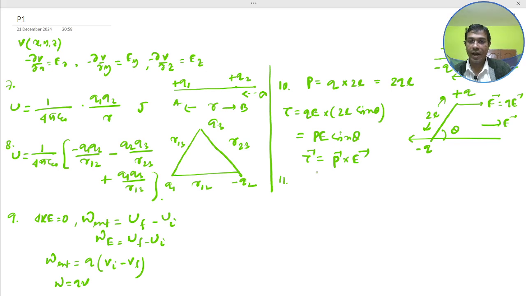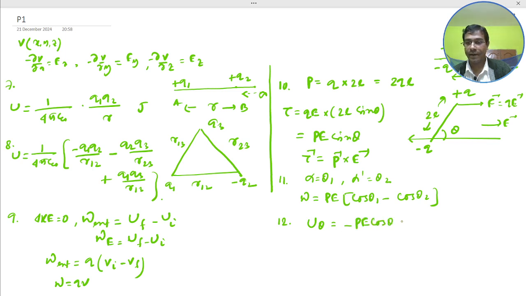And the work done in rotating a dipole placed in a uniform electric field. Suppose alpha is theta 1 and the other, alpha dash, is theta 2. So the work done would be W equals PE times cos theta 1 minus cos theta 2. This is basically the work done. And the potential energy of a dipole placed in an electric field at angle theta: the potential energy U theta equals minus PE cos theta, which is minus P dot E. This is the potential energy.